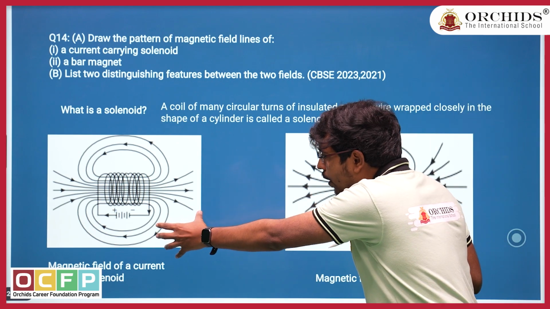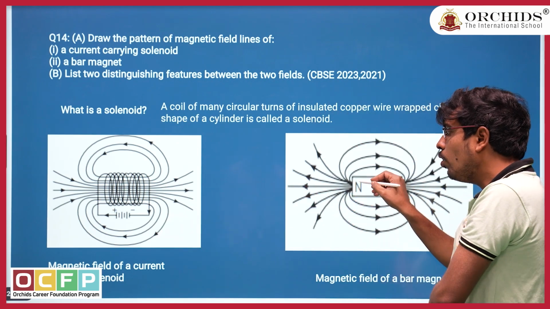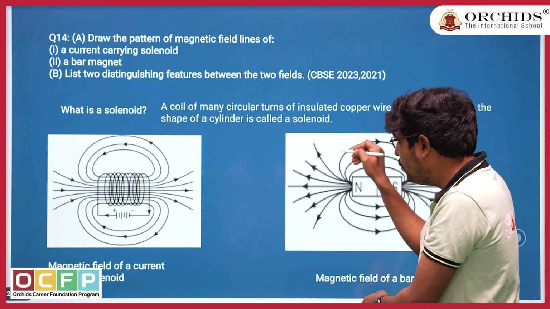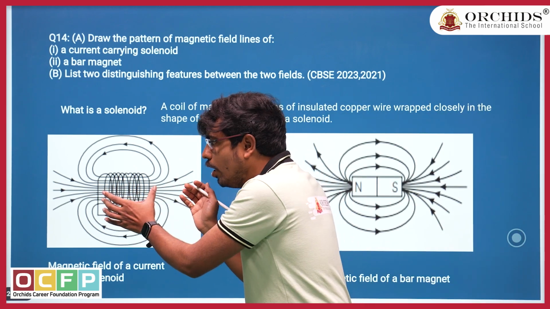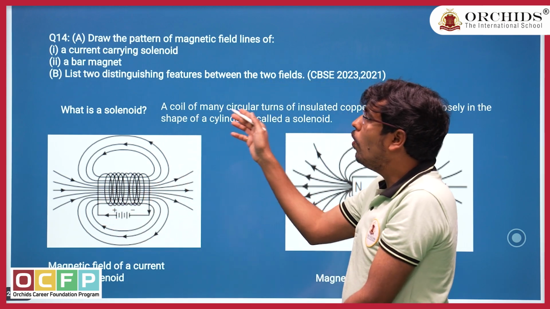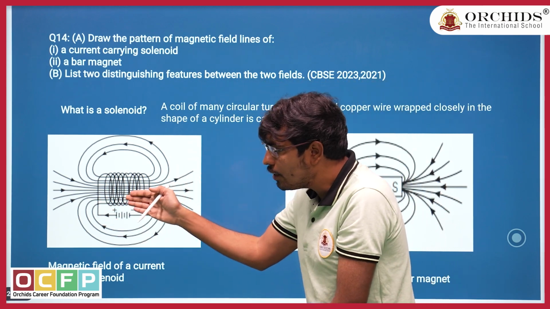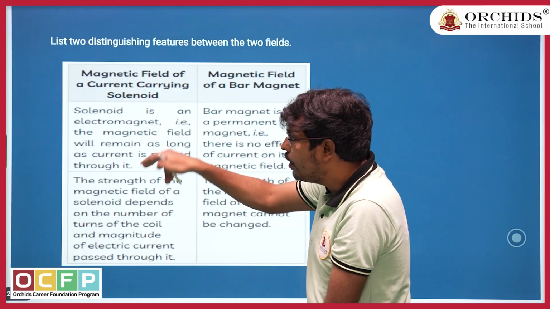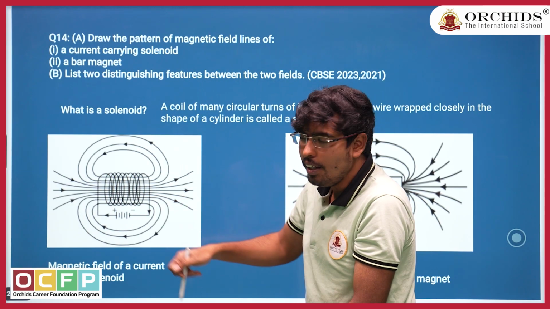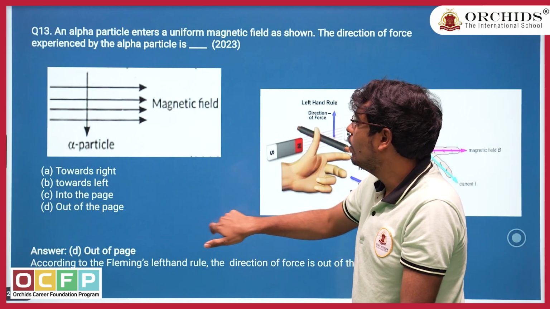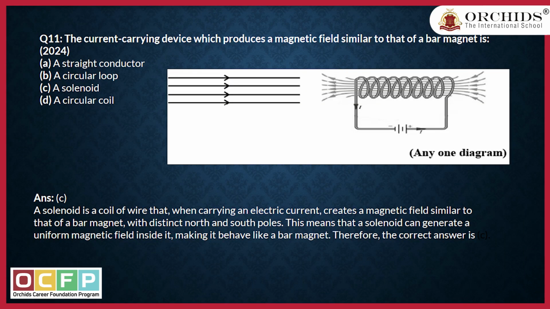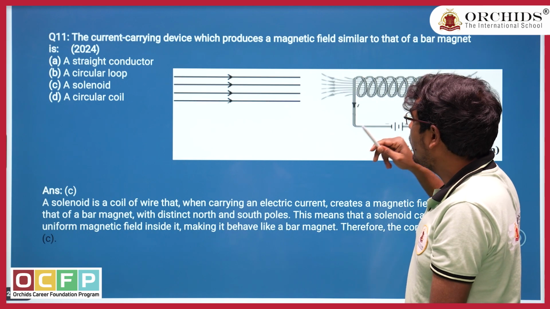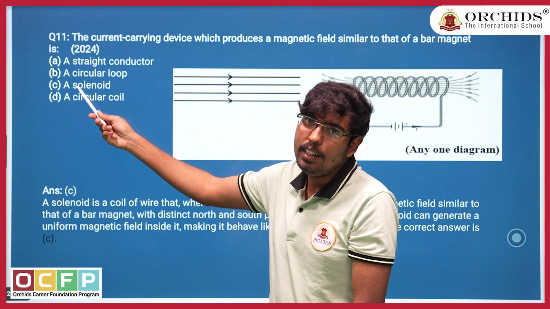The solenoid will behave as a bar magnet, just like at the north pole the magnetic lines will emerge and converge at the south pole. In the same way, this is the solenoid, a coil of many circular turns of insulated copper wire, so that a magnetic field is generated around it. Now come to our question. A current carrying conductor device which produces a magnetic field similar to a bar magnet is nothing but a solenoid. So option C is the correct answer.